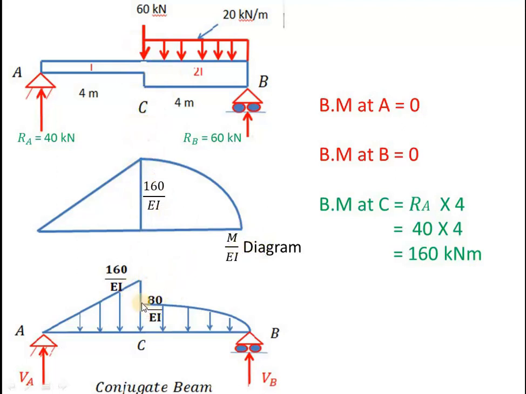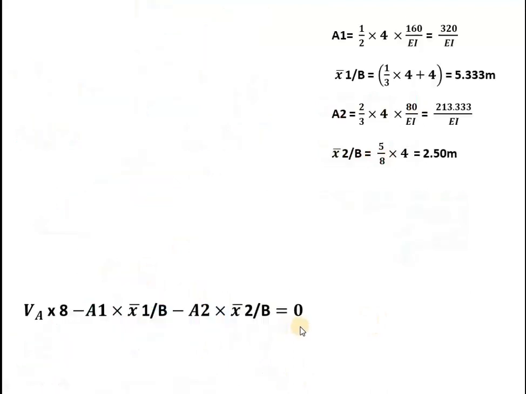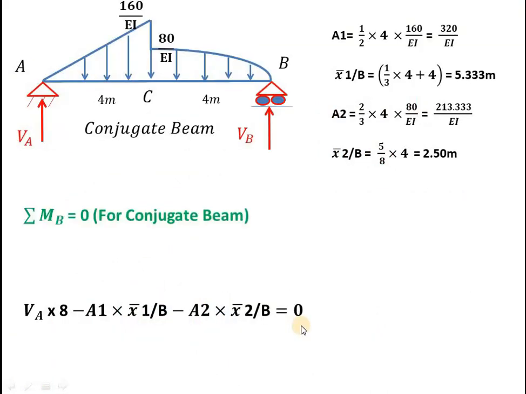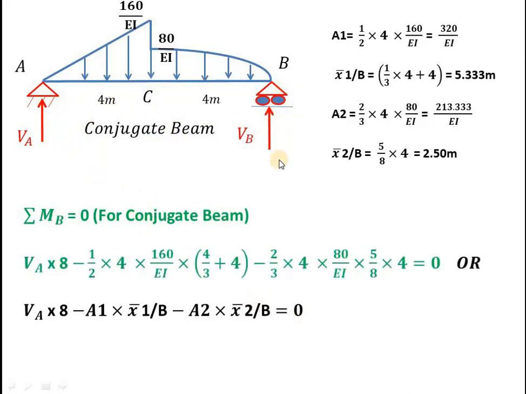Here it is 0. If you join this 80 to 0, this will be the parabolic portion. So now, once you get this conjugate beam and draw the loading diagram on that, we need to calculate what is asked: slope at A and B. You know that slope at A is nothing but shear force at A. Similarly, slope at B is nothing but shear force at B.